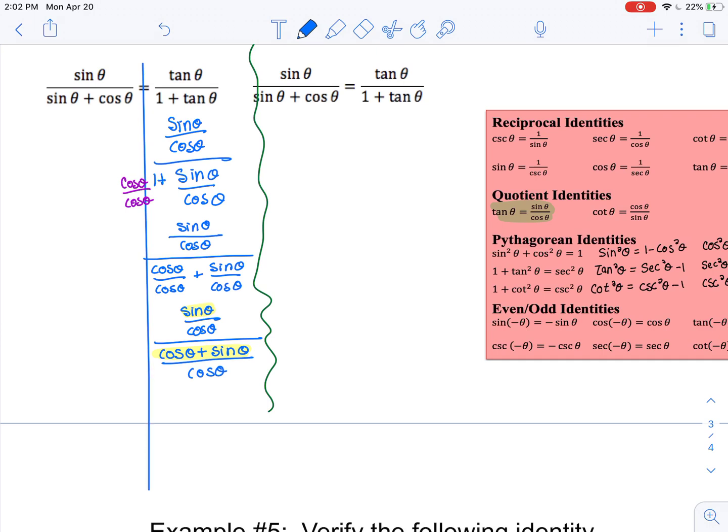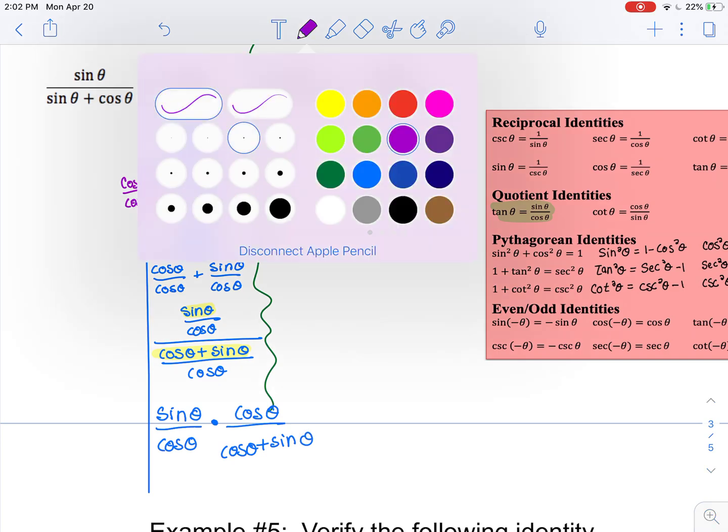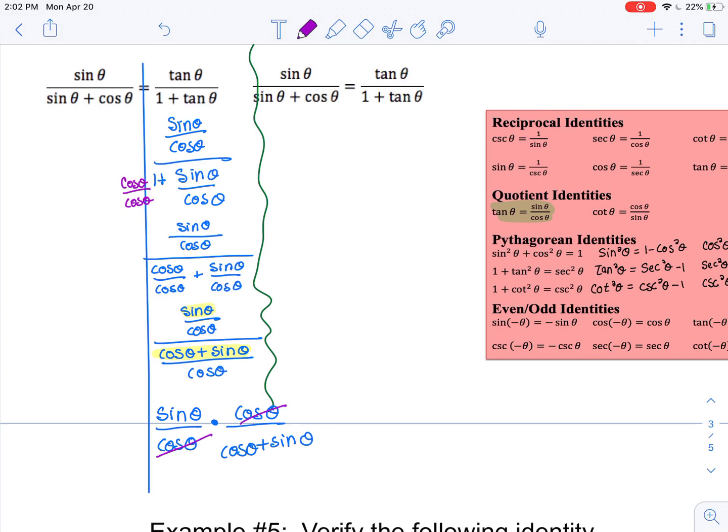So if I finish this off, this complex fraction, I'm just going to multiply times the reciprocal, so I get sine theta over cosine theta times cosine theta all over cosine theta plus sine theta. So this works out. Now I am starting to see how it's coming together. I can cancel my cosines, and so I'm going to end up with sine theta all over cosine theta plus sine theta. So I'm showing how these two are equal.